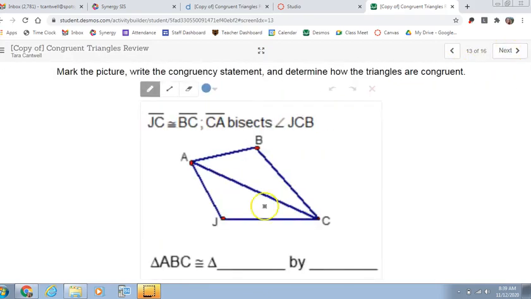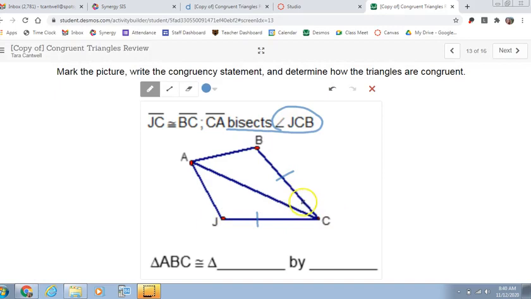Number 13. We have that JC is congruent to BC, so let's mark that. JC and BC are congruent. And we know that CA bisects angle JCB. There's the word bisect again, means split in half. And what's being split in half is the thing that comes after the word bisect. Angle JCB. Let's find angle JCB. So we're talking about the angle down here.